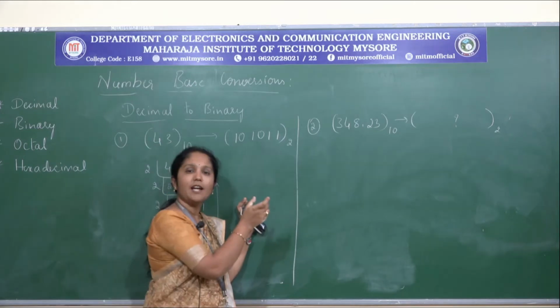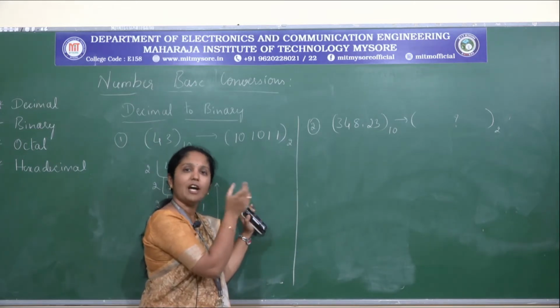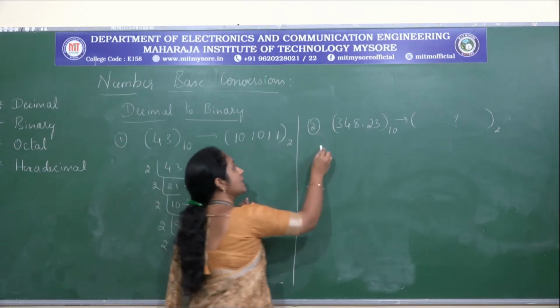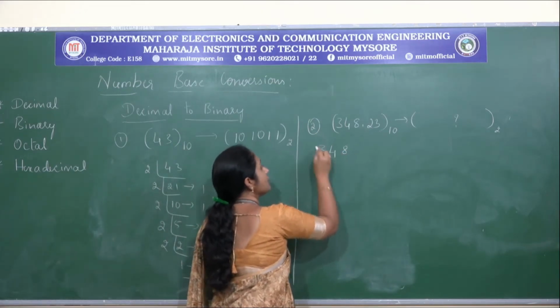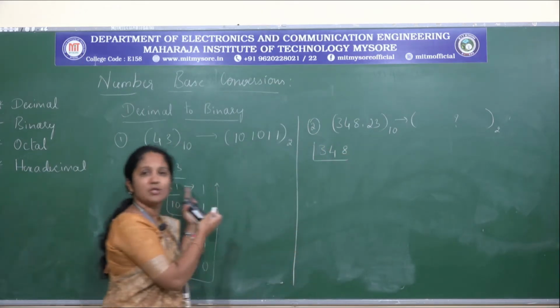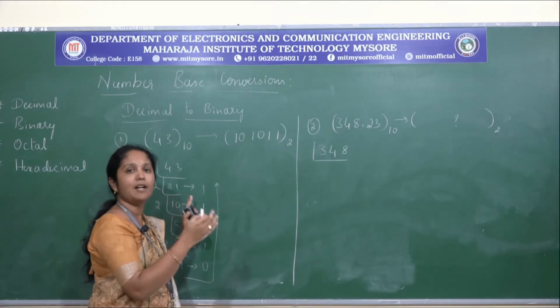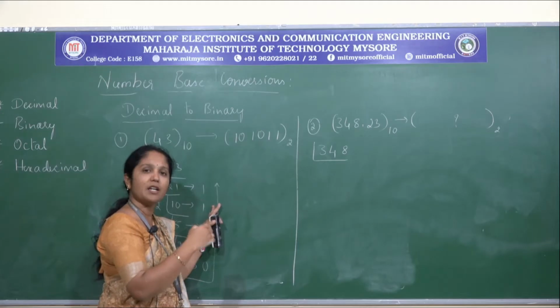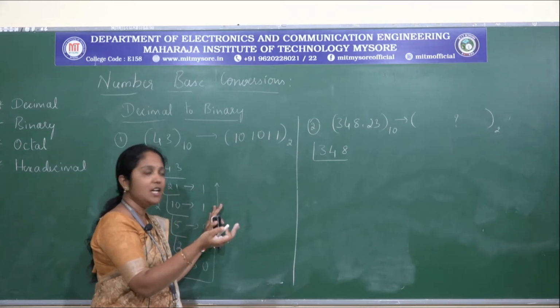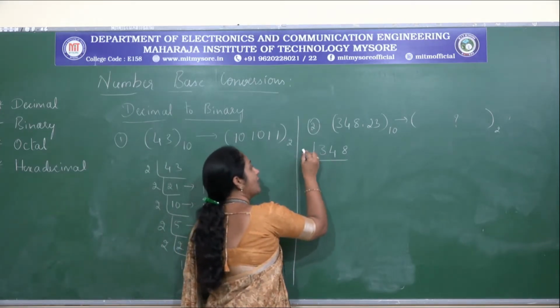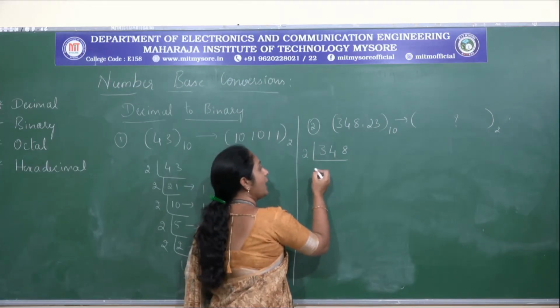So 348 is the digits whatever we have before the decimal point. Let me consider 348 first. So we will see how to convert this using the procedure that we just learned, and then we will consider the fractional part and see how to convert the fractional part into the binary equivalent. Yes, so 348 we have. So we have to successively divide by 2.